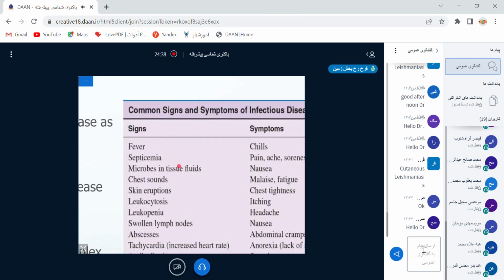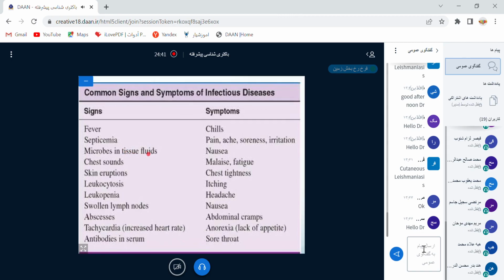For example, symptoms the patient can understand: chills, pain, ache, soreness, irritation, nausea, malaise, fatigue, chest tightness, itching, headache, abdominal cramps, anorexia. The patient tells the physician, I cannot eat anything, I cannot drink anything. So it is symptoms. Sore throat: the patient says, I have a problem in my throat. So they are symptoms.